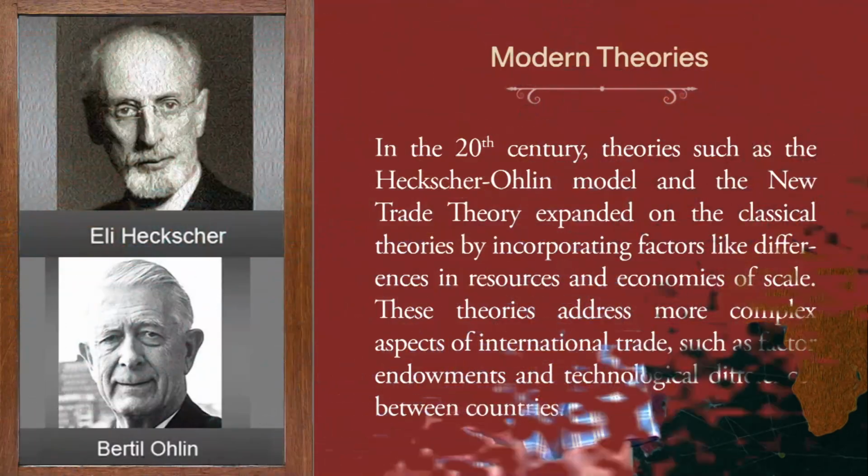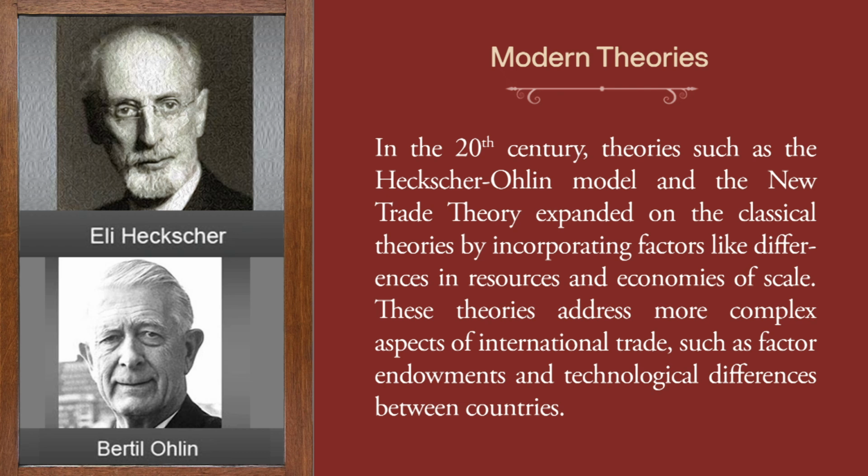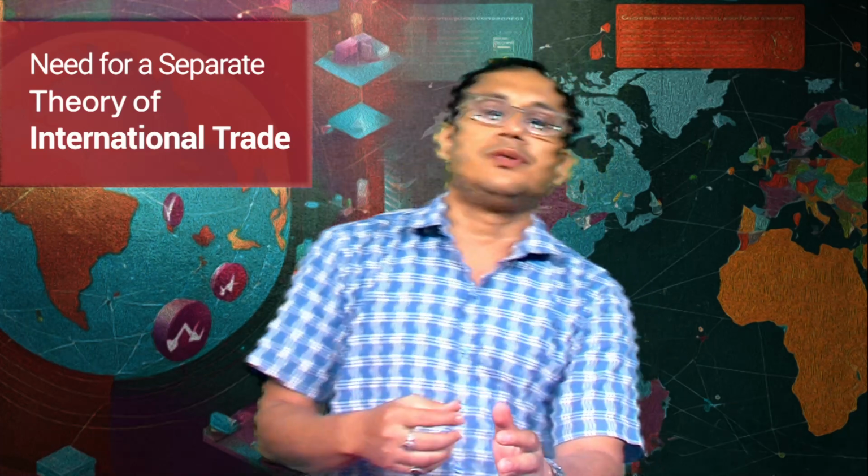Modern theories in the 20th century, such as the Heckscher-Ohlin model and new trade theory, expanded the classical theories by incorporating factors like differences in resources and economies of scale. So these theories address more complex aspects of international trade, such as factor endowment, technological differences and differences between countries. We will not go into detail about these theories in this lecture because it is not possible, and the details of those theories will be dealt with one by one in our subsequent lectures.